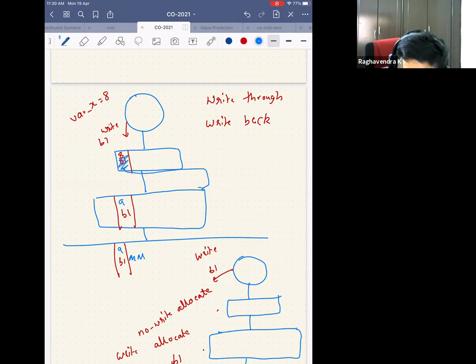When this block is kicked out from L1, this 9 will be replaced by 8. And when will this become 8? When this block is kicked out and written here, and this will become 8. So you are writing back by using a dirty bit. It's a write back cache because you don't update all levels of memory, but you update only when the block is removed. So that's a write back cache. Is this clear?